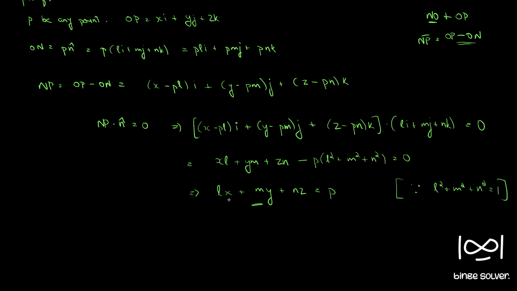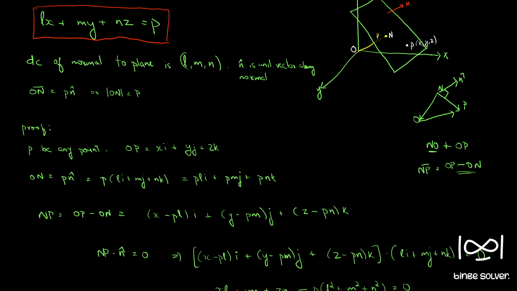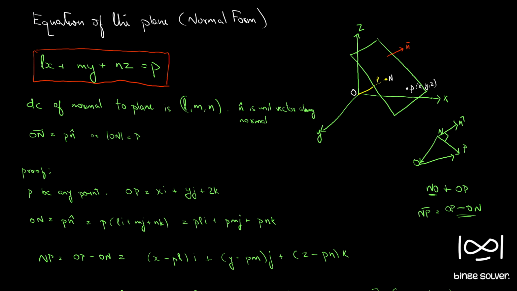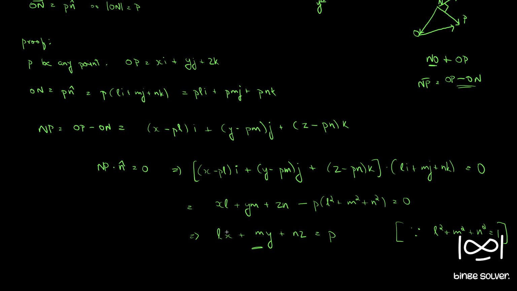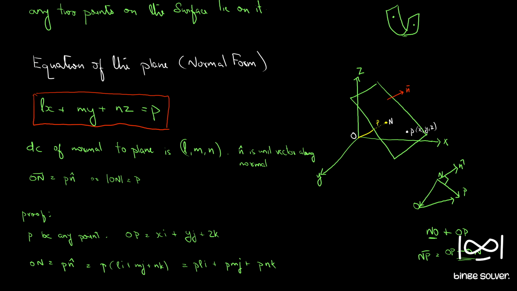So any x, y, z satisfies this normal form equation. Remember, we initially took P as any point on the plane, x, y, z. So any point will satisfy this equation, and this is the normal form: lx plus my plus nz equal to p. This is the equation of the plane in the normal form. And now let's look at the general form of the plane.